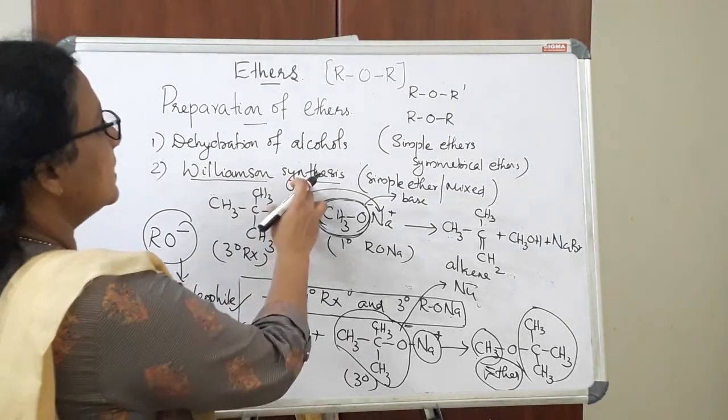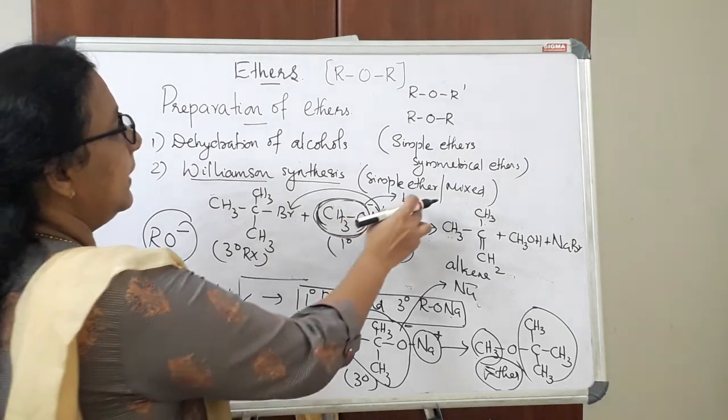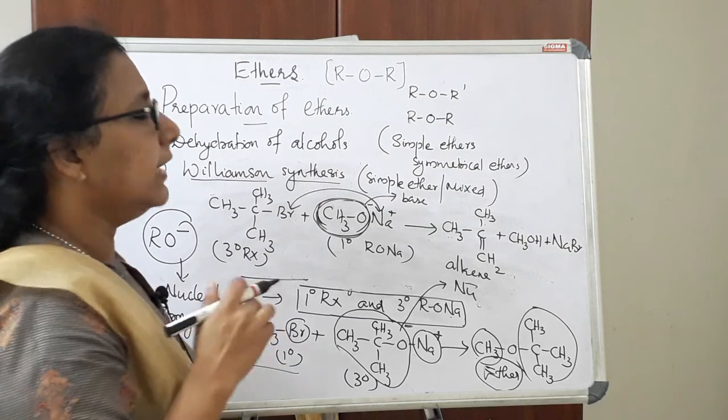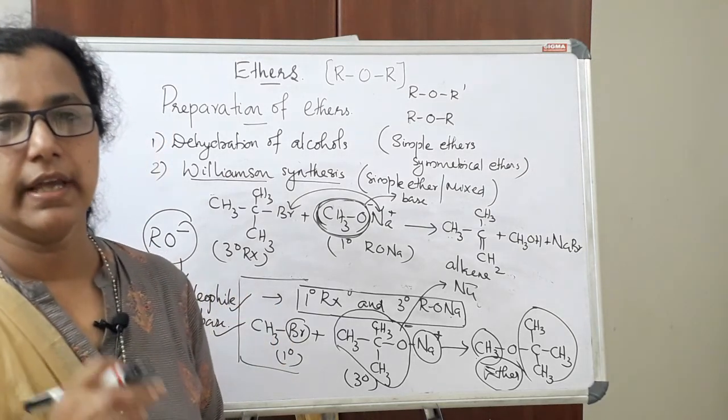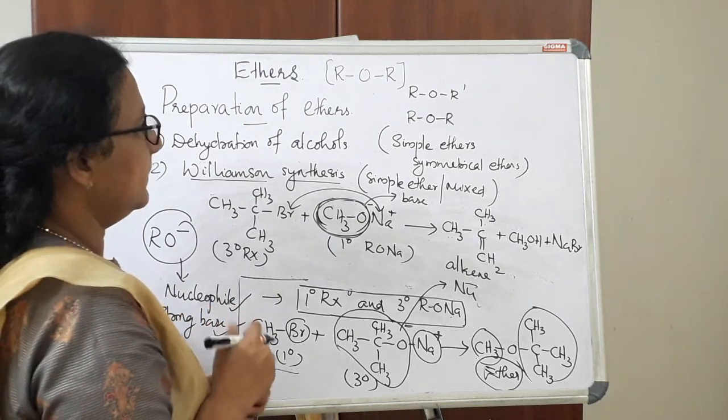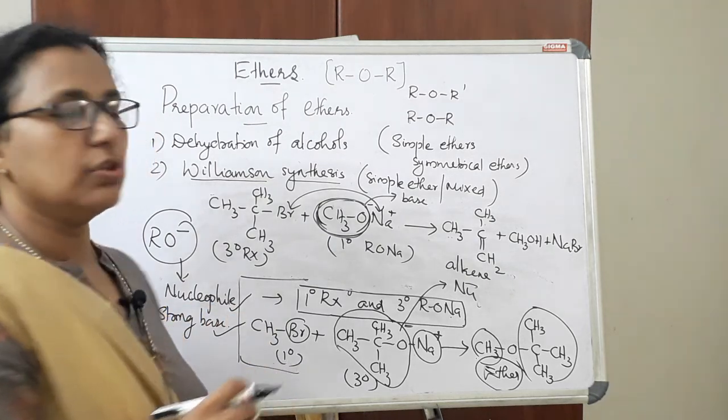Anyway, Williamson synthesis is for the preparation of simple ethers and mixed ethers. In that case, sodium alkoxide reacts with the alkyl halide to produce ether. That is the method. So this is about the preparation of ethers.